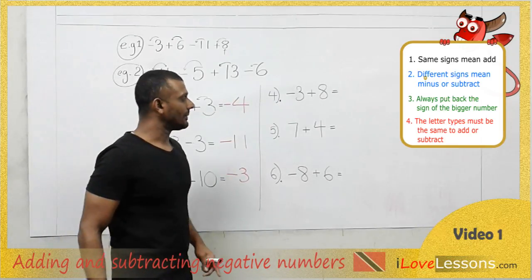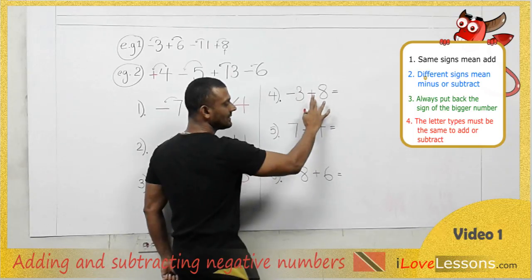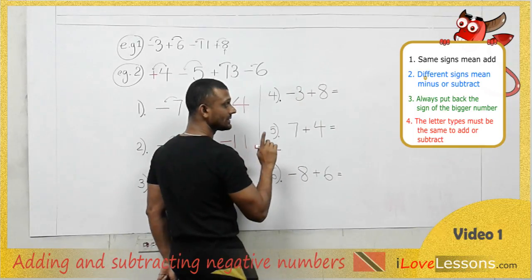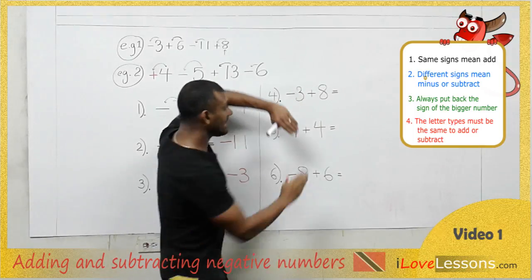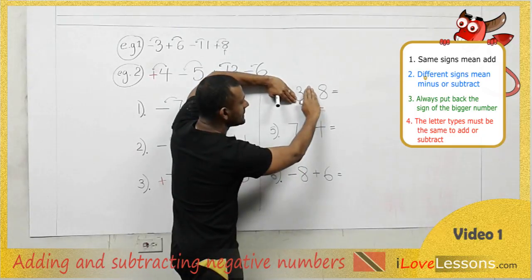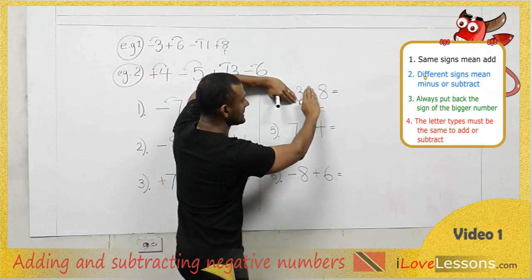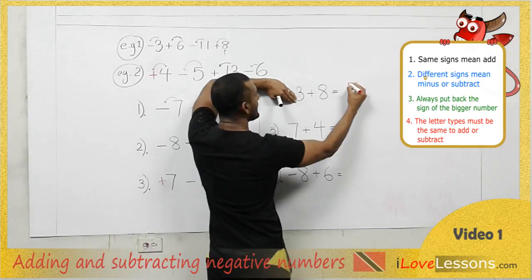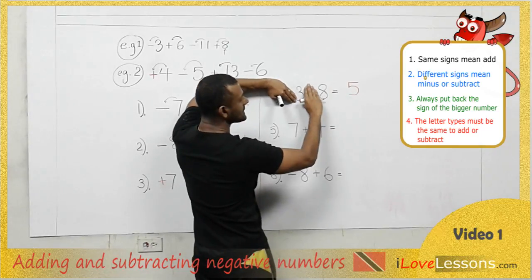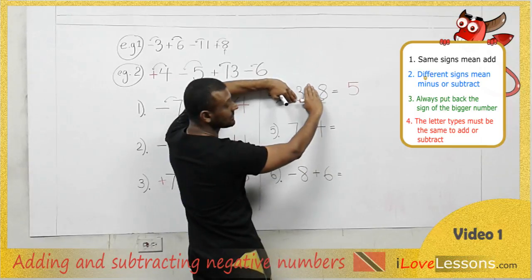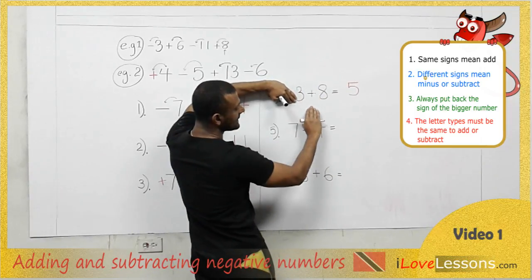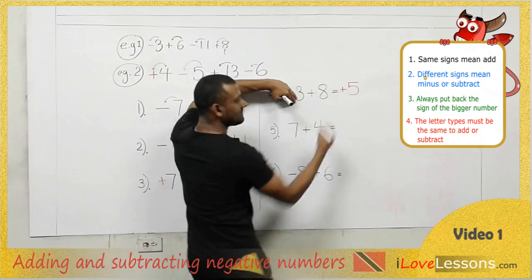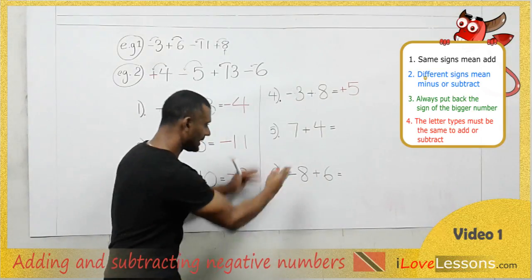Let's try number 4. Signs are different. So according to rule number 2, we minus again. So 3 and 8, we minus. We're going to get what? 5. Which one is bigger? According to rule number 3, the bigger one, we're going to put the sign of that one. The 8 is bigger. What sign does the 8 carry? A positive.